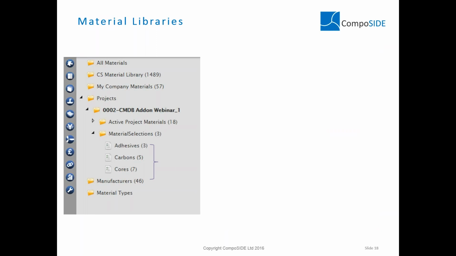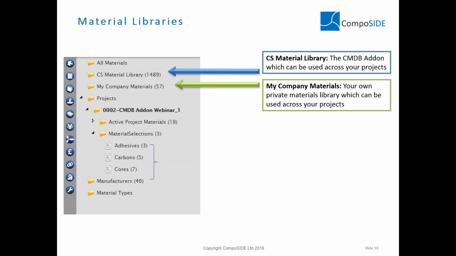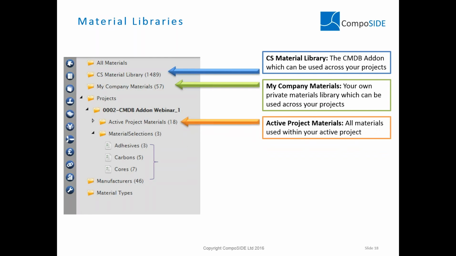So within CMDB, you have material libraries. My company materials, so this is your specific material list. You can filter this out and polish it, or you can have someone to look after that and nurture that library. We have the CS material library, which is the CMDB add-on. This is over 1,200 materials, which you would get with that plugin. And then you have your active project materials.